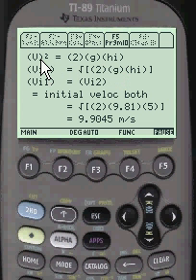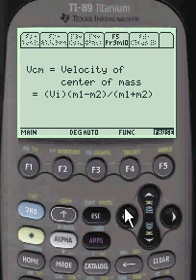So anyways, v squared is equal to 2g times the height, so you get the square root of 2gh. The initial velocity of each one is the same because it's a friction-free environment. And so the initial velocity of 1 and the initial velocity of 2 is 9.9045 meters per second. Press enter. We're going to find the velocity of the center of mass.